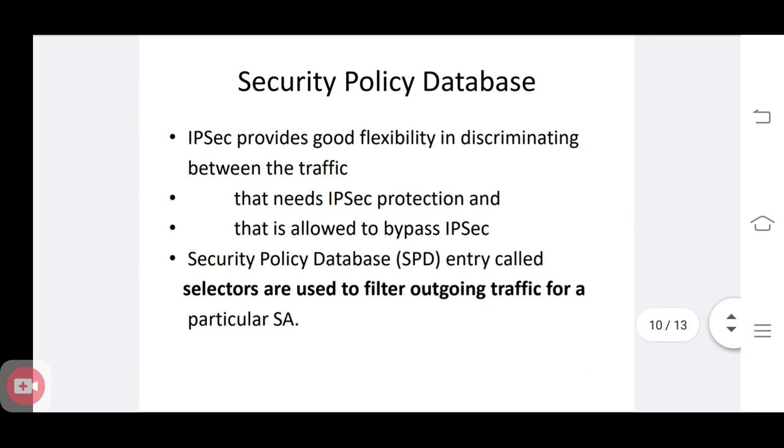And the security policy database provides good flexibility in discriminating between the traffic that needs IPsec protection and the traffic that is allowed to bypass IPsec, etc. The SPD entries, called selectors, are used to filter outgoing traffic for a particular security association. So the SAD contains parameters like sequence number counter, sequence number overflow, anti-replay window, AH information, ESP information, lifetime, IPsec protocol mode and path MTU. And the SPD contains selectors, used for filtering outgoing traffic for a particular security association.